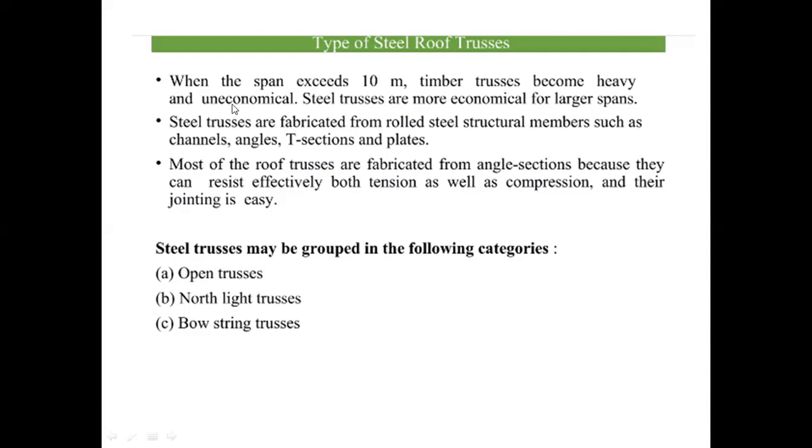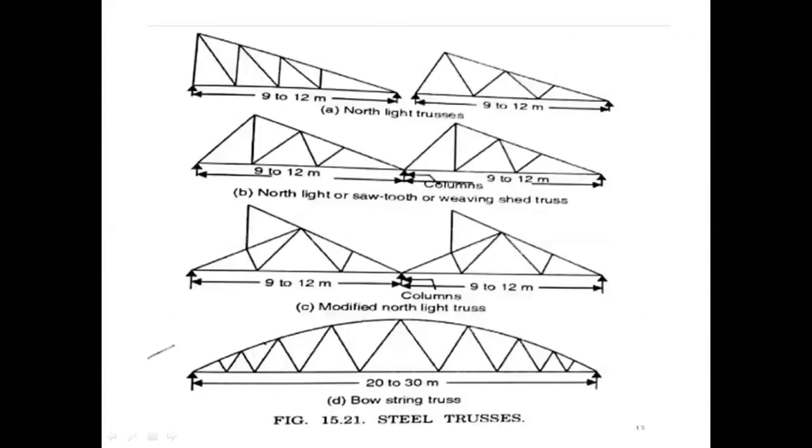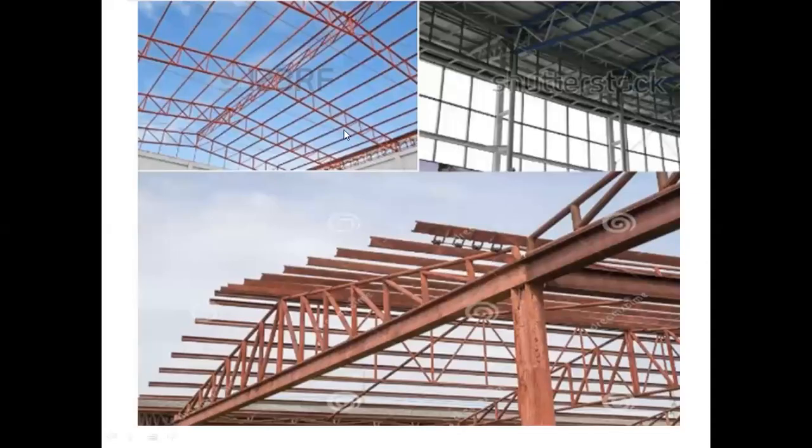Broadly, we have open truss, north light truss, and bowstring trusses. Based on material, we have steel and timber. Based on shape, we have open truss, north light truss, and bowstring truss. These are examples of trusses here. We have some examples of north light truss. In the last portion, we have the bowstring, like a bow and its string. These are the examples given for north light and king post trusses.